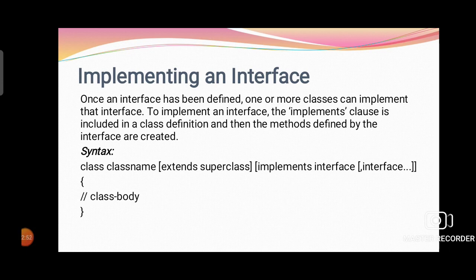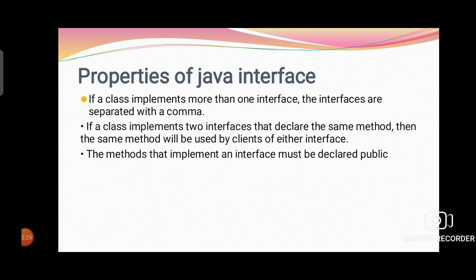We can see the syntax: class name extends superclass. This is if you want to inherit from any other parent class, we can mention it. Extends superclass implements interface. This is the important thing. To access the interface, we have to use the keyword implements. And for any class, we can implement any number of interfaces. So we mention it like this: interface1, interface2, etc. And inside that we can have the class body.